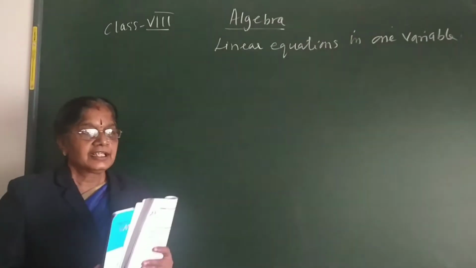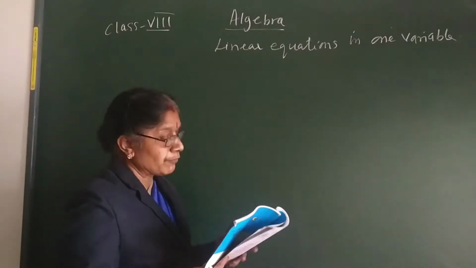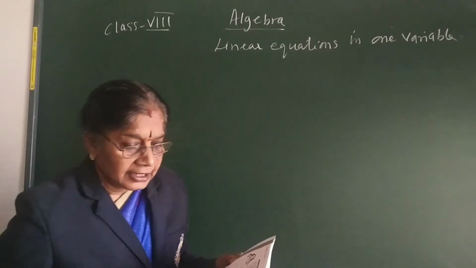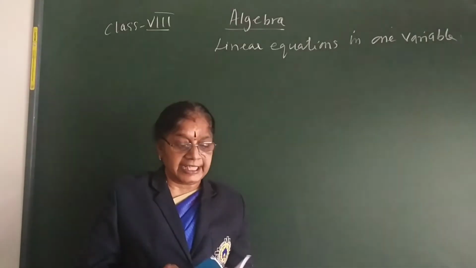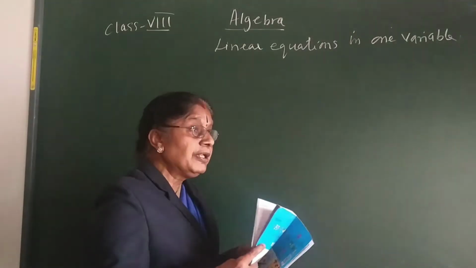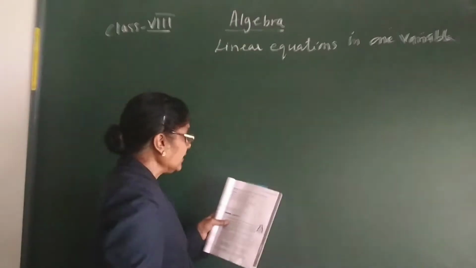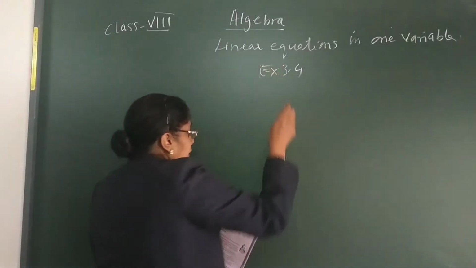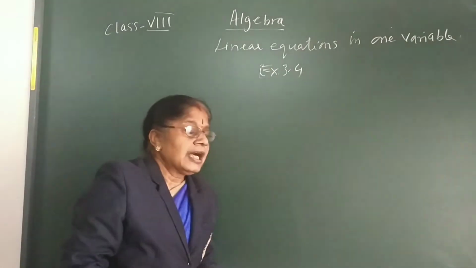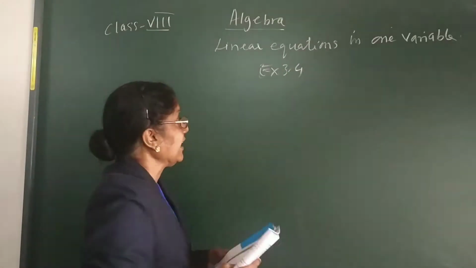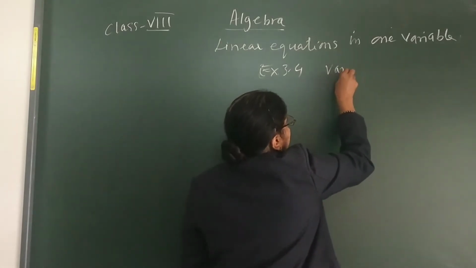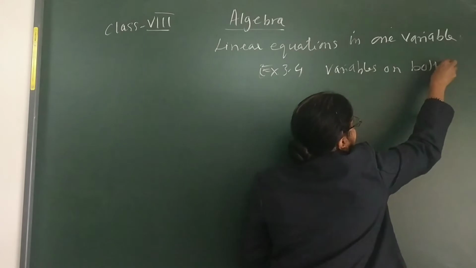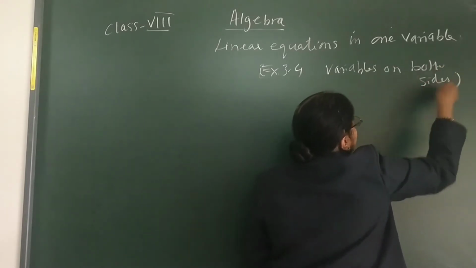Good morning, students. Last time we saw linear equations in one variable, and that too linear equations having variables on both the sides, and we did one exercise. But applications on that we did not do that exercise. So today we will solve exercise 3.4. That is linear equations having variables on both the sides. On both the sides the variables will be there.